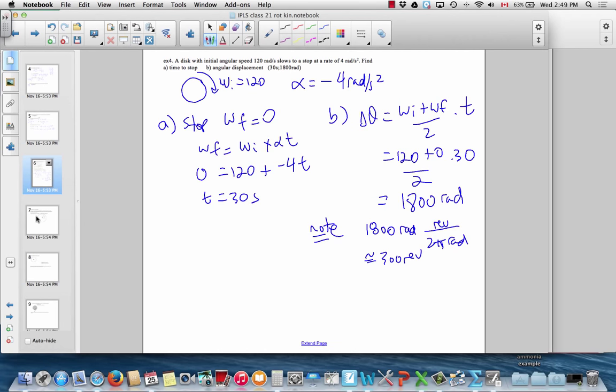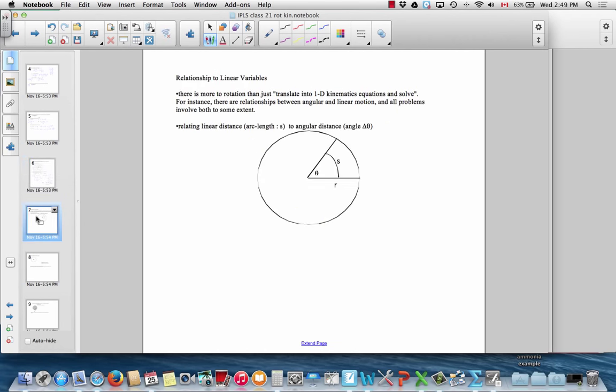There's more to it than that, though, because rotating objects, yes, it's true, there's an angular displacement. They travel a certain angular distance. However, there is also a linear distance there. So let me fix that up. Okay, we seem to be working again.